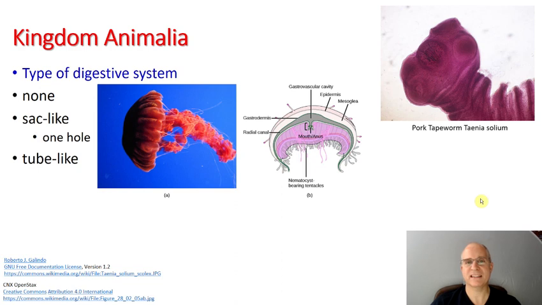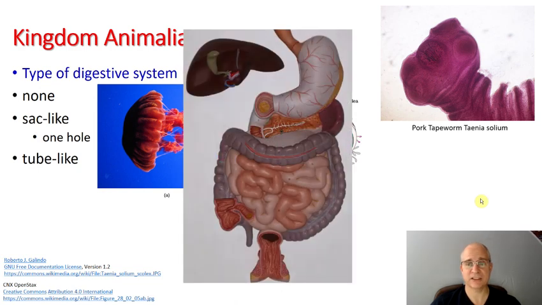And then we have the classic tube-like digestive system, which is what we see in humans. Here we see the esophagus, which is coming down from the mouth to go into the stomach. From the stomach, we're going to see movement into the small intestine, and then into the large intestine, and then finally out the other end through the rectum and out the anus. So a tube-like digestive system is what we see in humans.